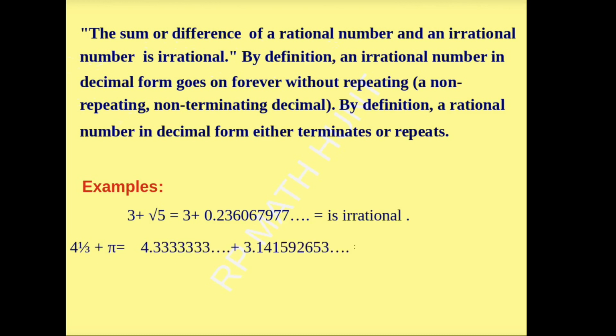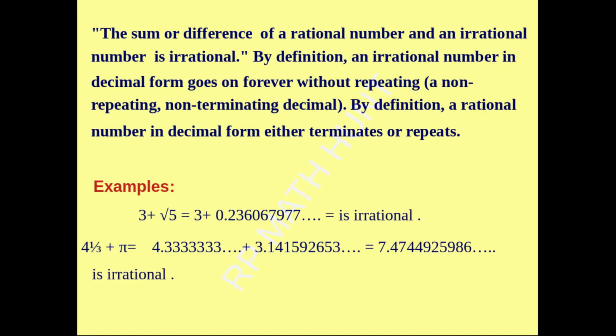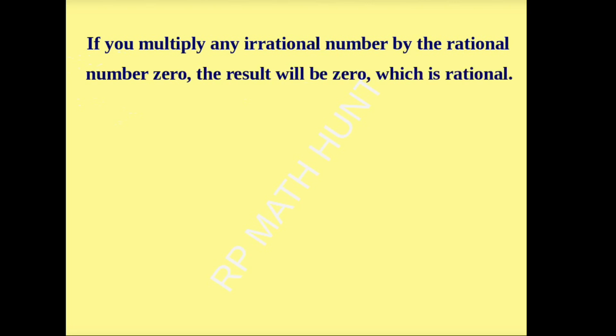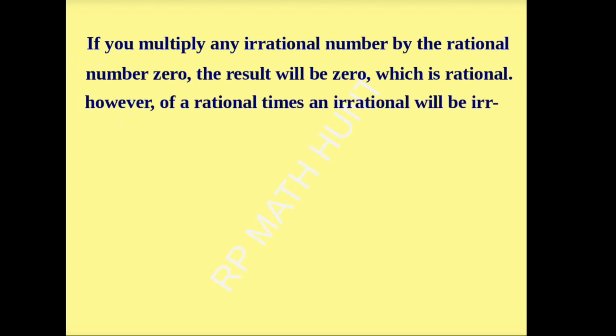And 4 1 by 3 plus pi is equal to 4.3333 etc. plus 3.141592653 is equal to 7.4744925986 etc., which is irrational. If you multiply any irrational number by the rational number 0, the result will be 0, which is rational. However, an irrational times an irrational will not always be irrational.